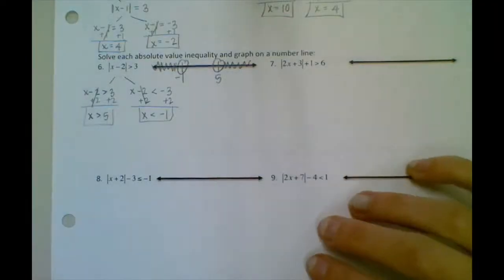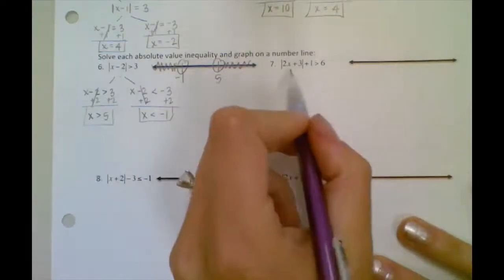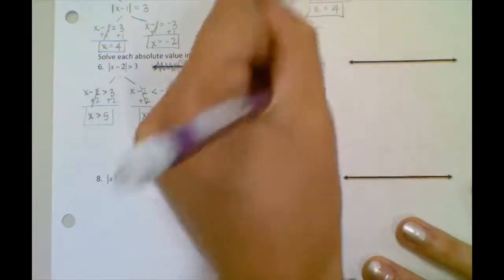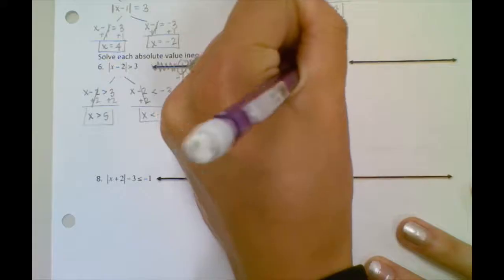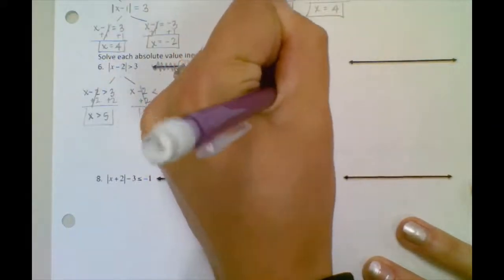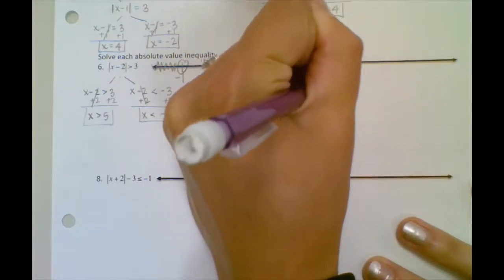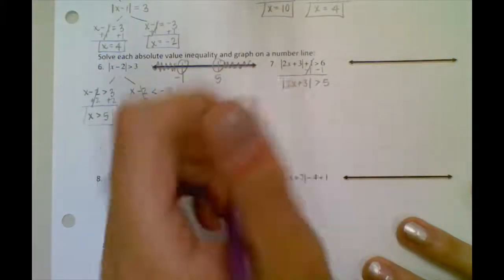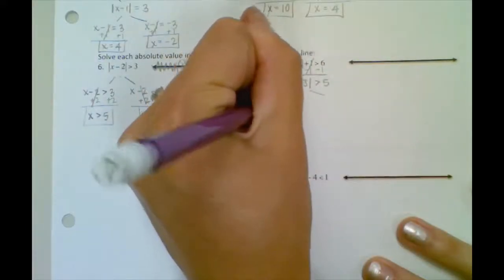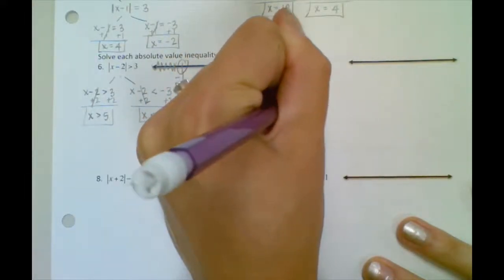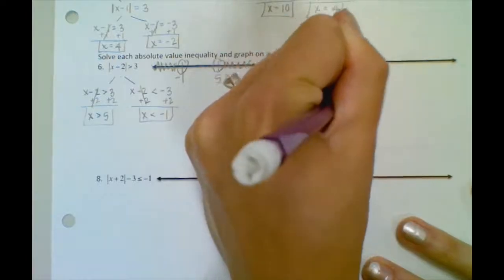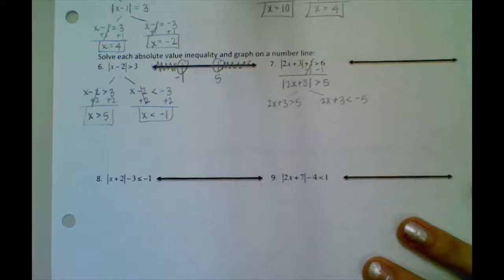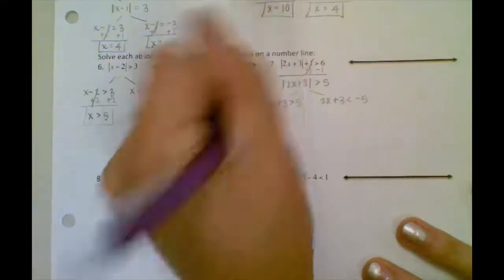Okay? All right, number 7. I don't have the absolute value by itself yet. I've got this 1 over here, so I've got to move that to the other side. So I'm going to subtract 1 from both sides. I get the absolute value of 2x plus 3 is greater than 5. Yep. And now that I have the absolute value by itself on one side of the inequality, I can make my two equations. 2x plus 3 is greater than 5. 2x plus 3 is less than negative 5. Remember, flip the sign and the value of the number. Okay, now go ahead and solve both of these.